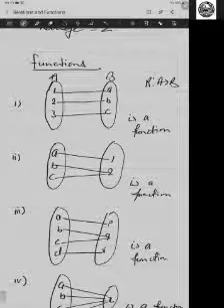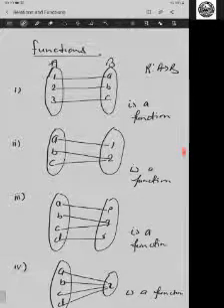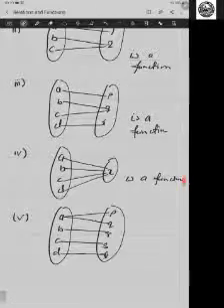So, see the definition: if each pre-image has only one image, then it is said to be a function. Like 1 has only one image A, 2 has only one image B, 3 has only one image C. So it has one image, no problem, it is a function. A has one image, B has one image, C has one image. So it is a function. But in the last case, you see, A has two images, and a pre-image cannot have more than one image.